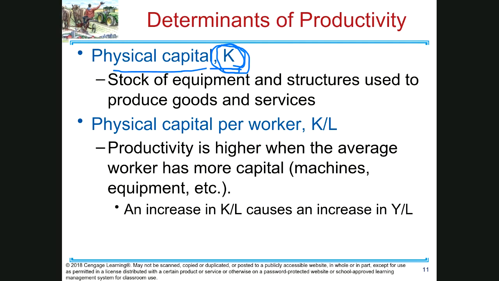Then if we put that physical capital divided per person, this is labor. Productivity would be higher if the average worker has more capital, more machines, more equipment. An increase in K divided by L, capital per labor, causes an increase in output per labor, which is productivity, right?